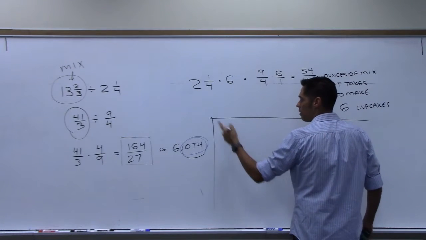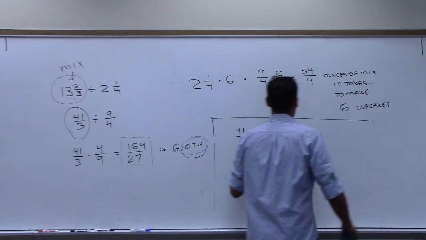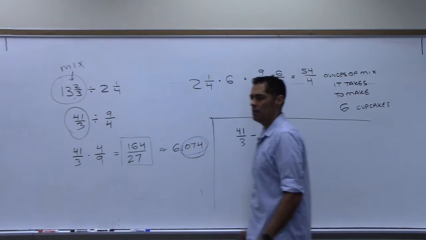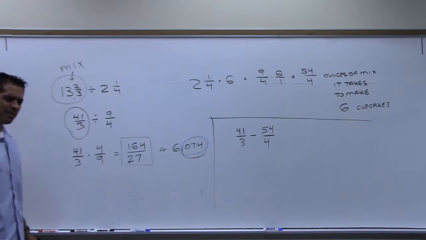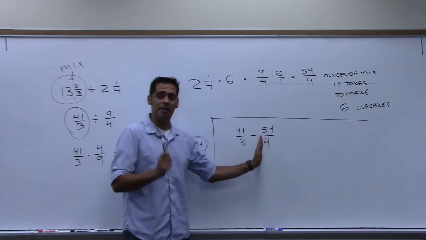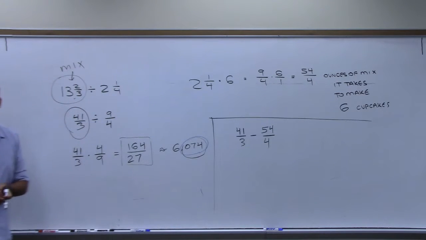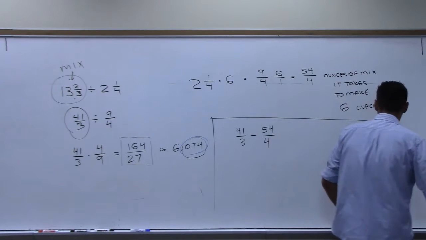I take my 13 2/3, which is really 41 thirds, right? That's this, converted. And I subtract from it 54 fourths. If I can do that, then that will tell me how much mix I have left over. Do y'all get this? The mix I started with, the mix that I used in order to make exactly 6 cupcakes, that difference should be how much mix I have left over. So we need a common denominator here. What would be the common denominator?